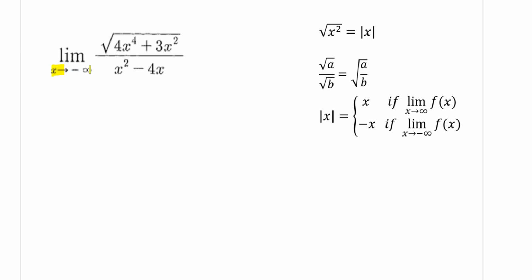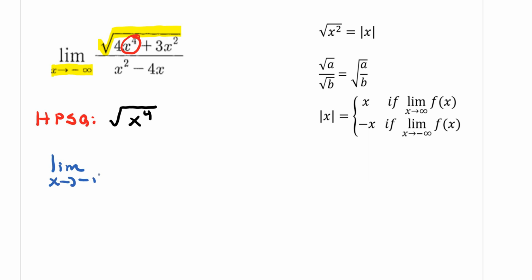Once again, x is going to negative infinity, and I have a square root here. So this one's kind of nice because it's a little bit different. So this is the highest power in the square root problem still. And we'll notice that the highest power is now x to the power of 4, right? So the highest power of the square root is x to the power of 4. All right, so if I write out my limit statement here, the limit as x goes to negative infinity, I can write this as the square root of 4x to the 4 plus 3x squared.